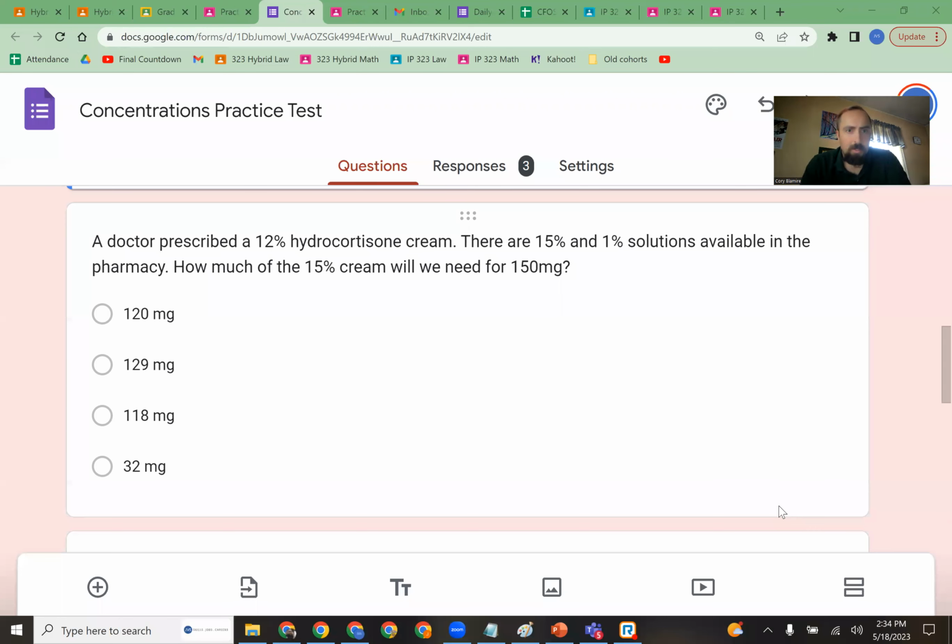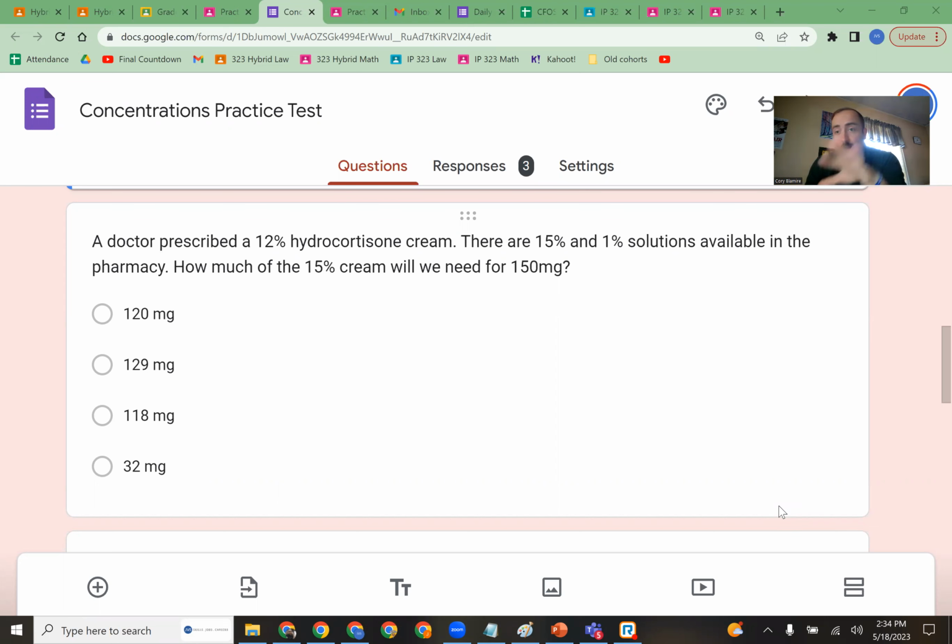All right, folks, for this next problem, they said a doctor prescribed a 12% hydrocortisone cream. There are 15% and 1% solutions available in the pharmacy. How much of the 15% cream will we need to make 150 milligrams of product?